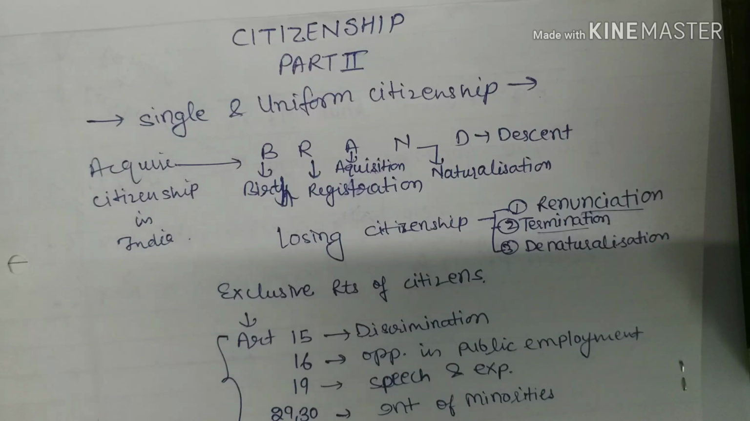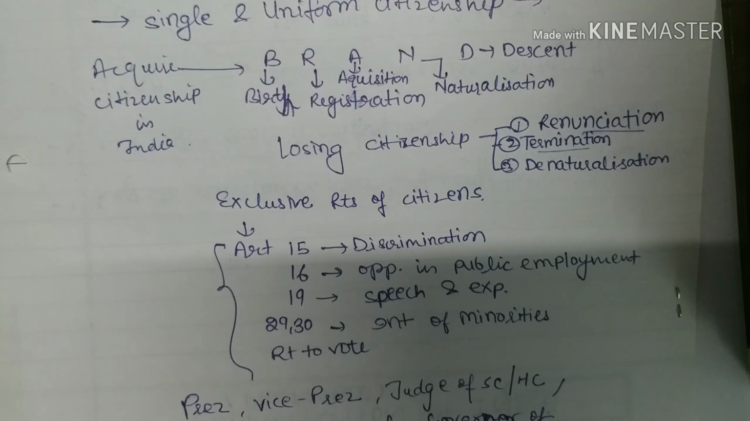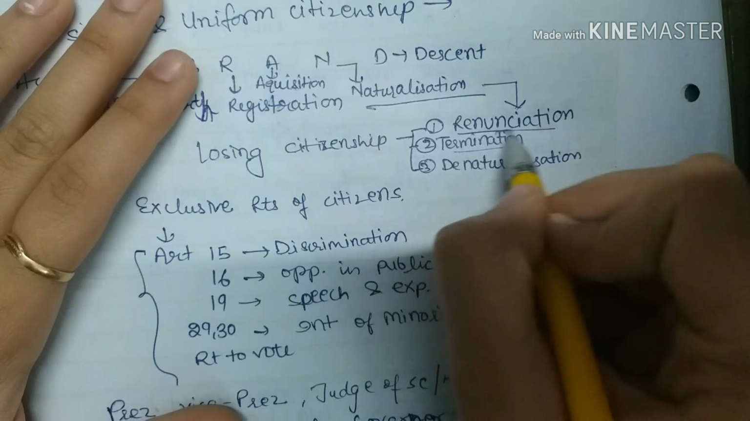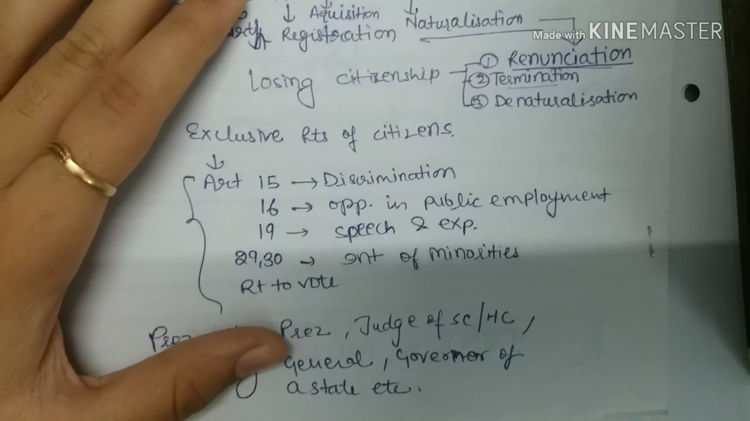So let's sum this up. Citizenship is in part 2 of the Indian Constitution, and there is only single and uniform citizenship for the whole of India. Then we can acquire citizenship in India in 5 ways, that is BRAND: by birth, by registration, by acquisition, by naturalization, and by descent. Then how can somebody lose his citizenship in India? That can be by renunciation, termination, and denaturalization. And here naturalization is the opposite of renunciation because both are voluntarily taken.